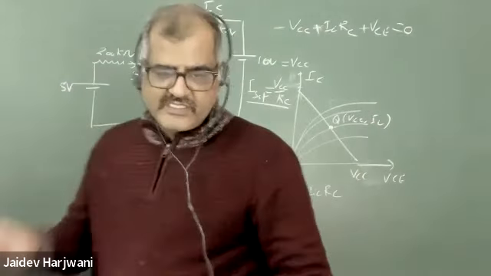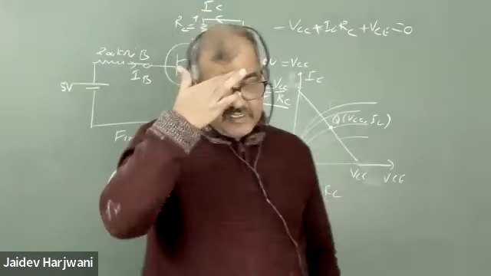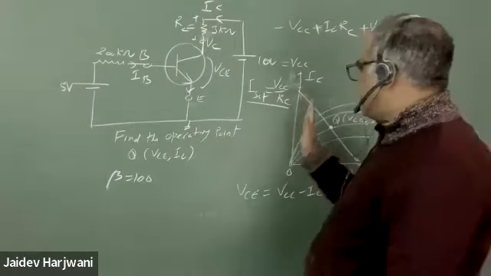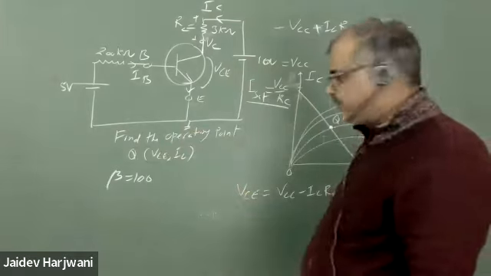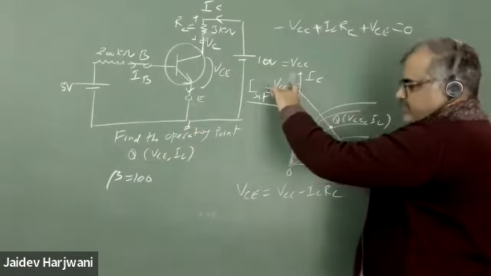If current is coming more than this value, your VC becomes negative. That means you come into the saturation region. This is the maximum value of current you can allow.